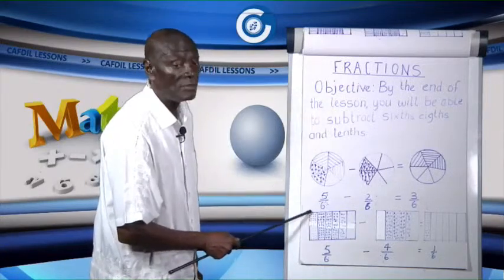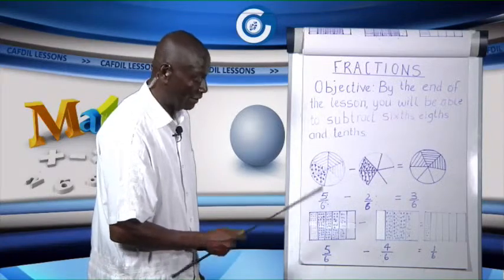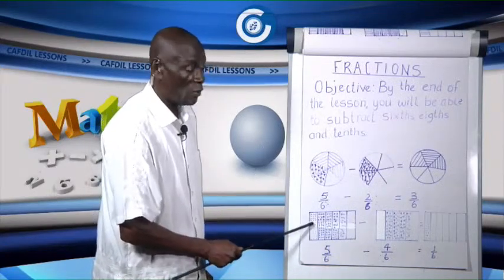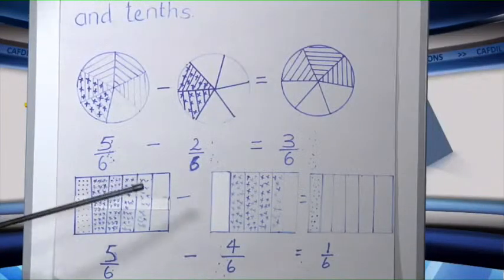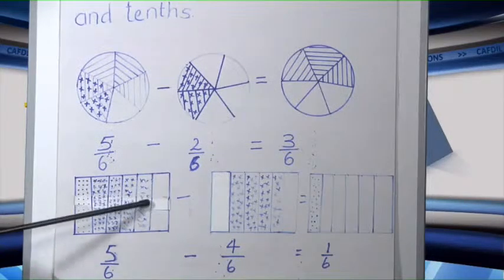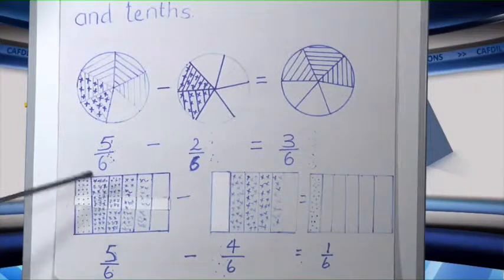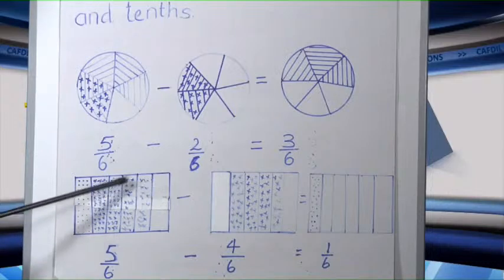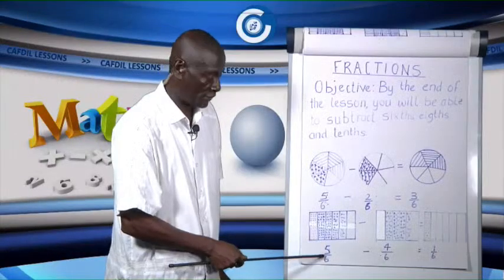Let's come to another shape. This is a rectangle. How many parts have been shaded? Let's count. 1, 2, 3, 4, 5. We have 6 parts in all. How many parts have been shaded? 5. So what fraction is this? Yes, 5/6.